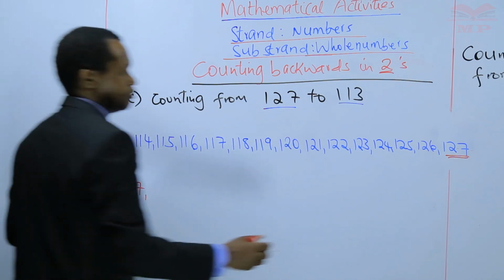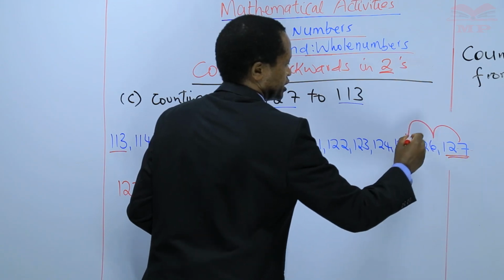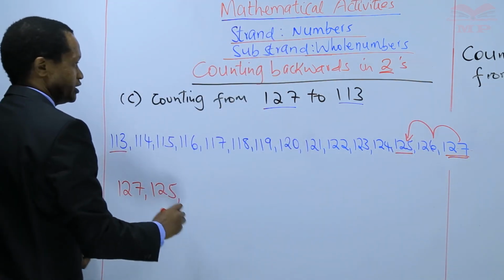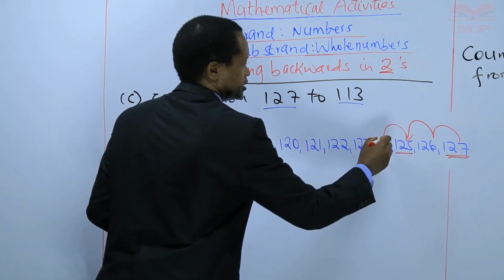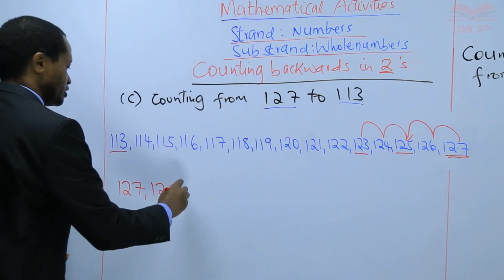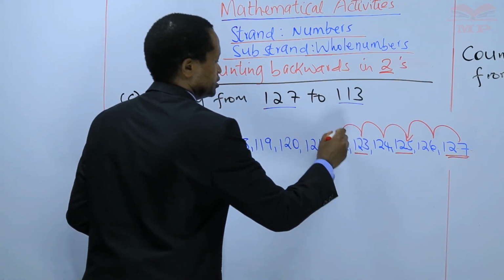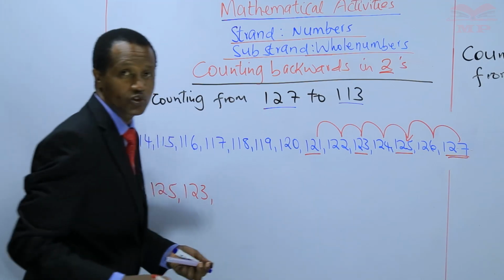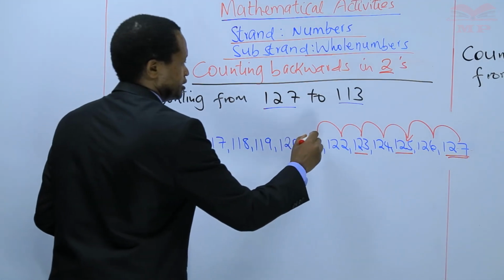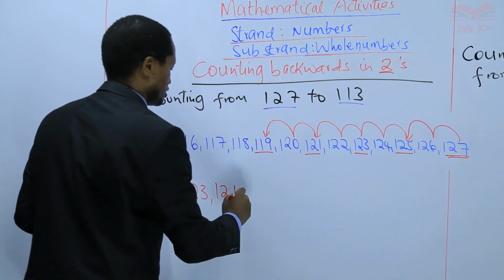127. Go back 2 times. 1, 2. We arrive at 125. So we write 125. Next, 1, 2. The number here is 123. We write 123. Next, 1, 2. This number is 121. We write 121. Next, 1, 2. This number is 119.